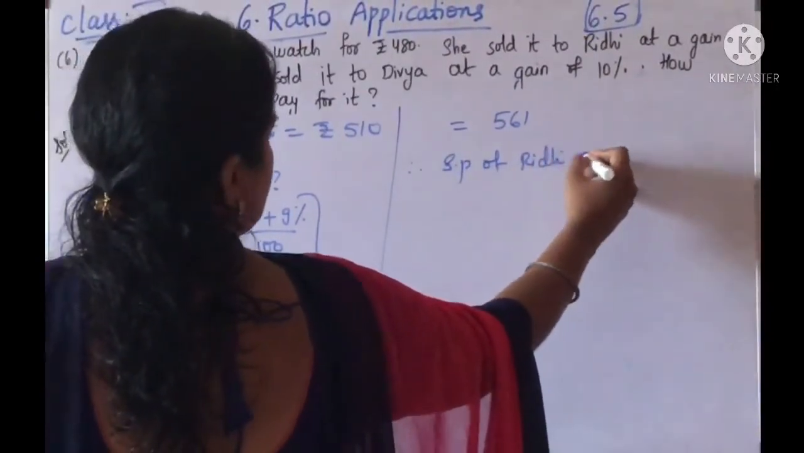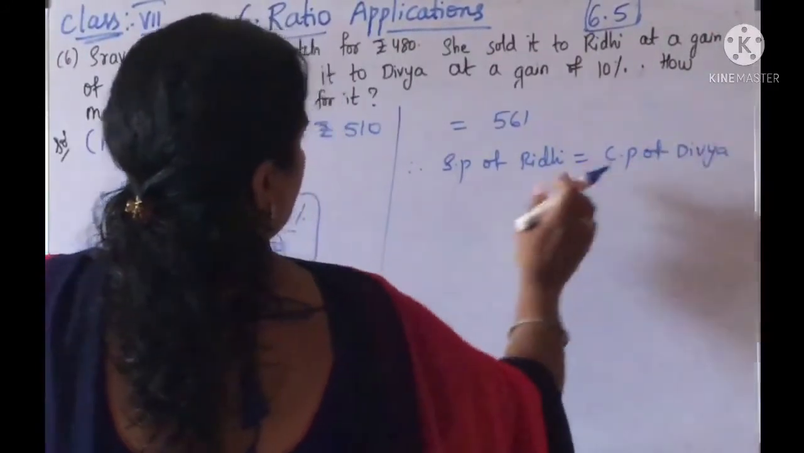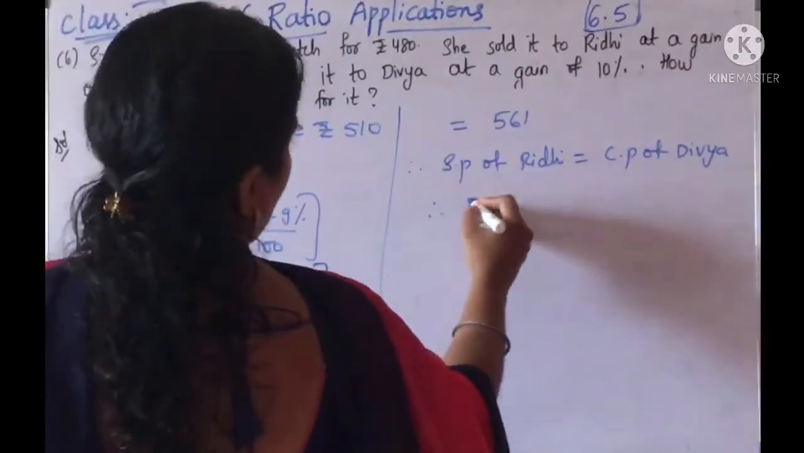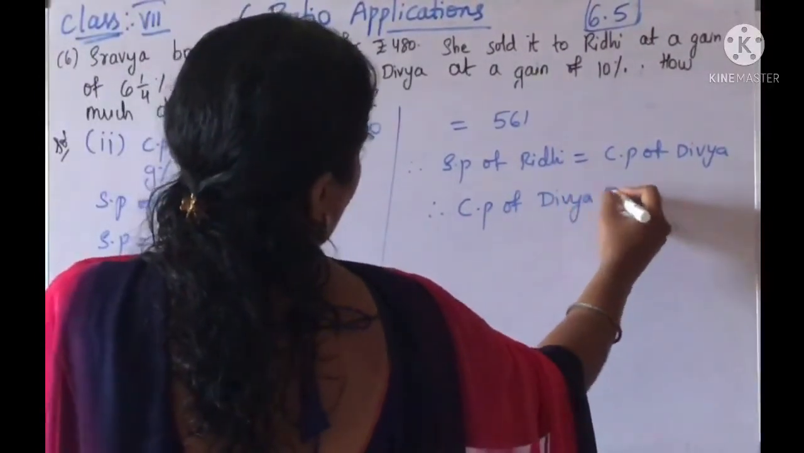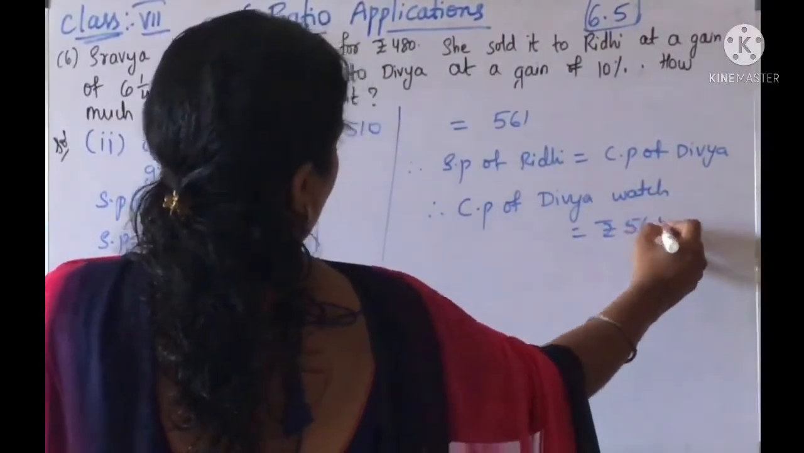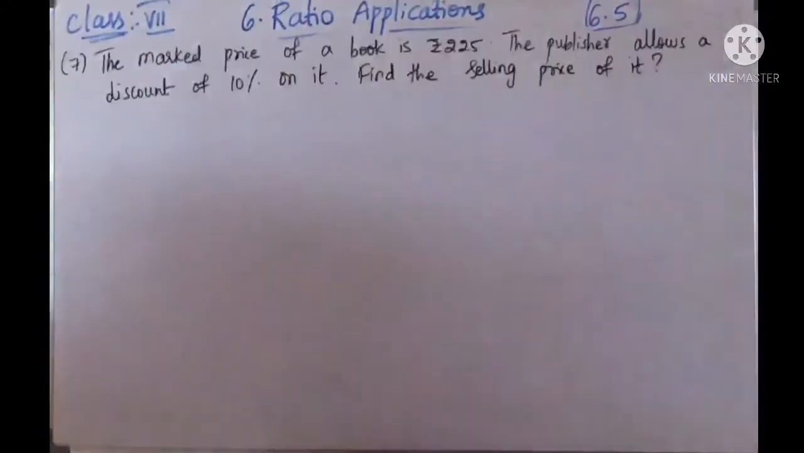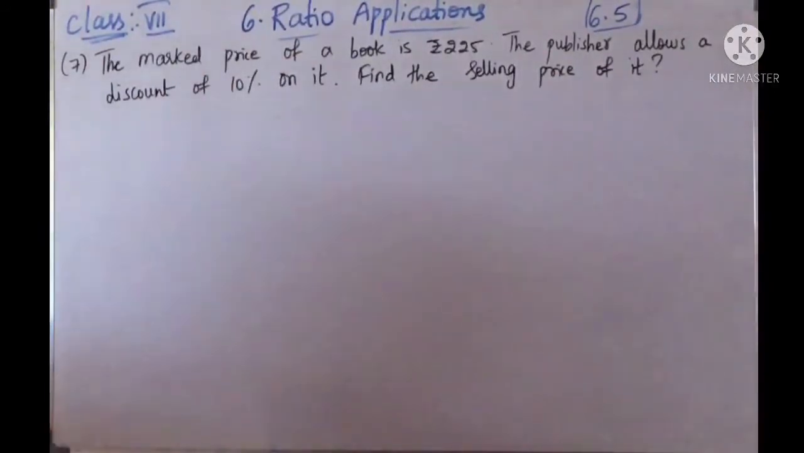Therefore, here selling price of Riddhi is nothing but the CP of Divya, because Riddhi sold to Divya. So therefore, finally CP of Divya's watch is nothing but rupees 561. So how much did Divya pay for it? She paid 561.